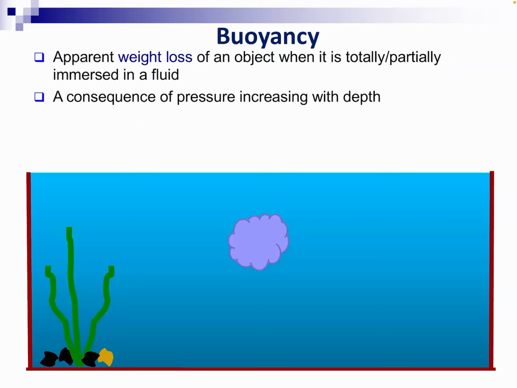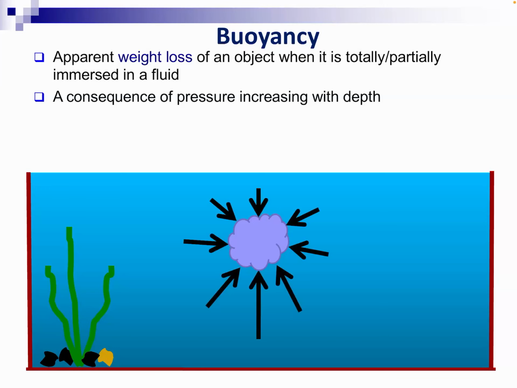Buoyancy is another consequence of pressure increasing with depth. So buoyancy is defined as the apparent weight loss of an object when it's totally or partially immersed in a fluid. So let's consider here the object. It's totally submerged here, in this case, in a fluid. So we know that this object will feel pressure because of the water surrounding it.